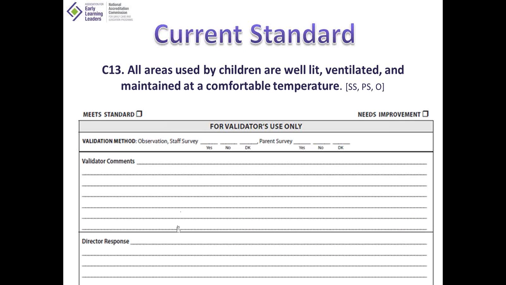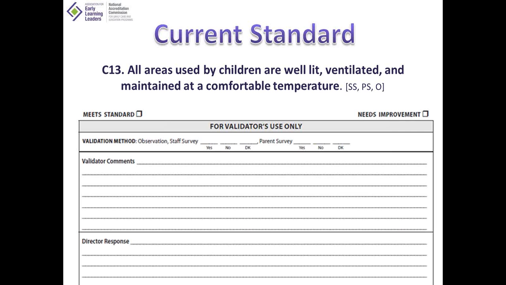So this is one of our current standards. All areas used by children are well lit, ventilated, and maintained at a comfortable temperature. Currently, there were no indicators. The recommendation actually is quite extensive on this one, and it is: steps are taken to ensure that indoor and outdoor air quality is maintained.